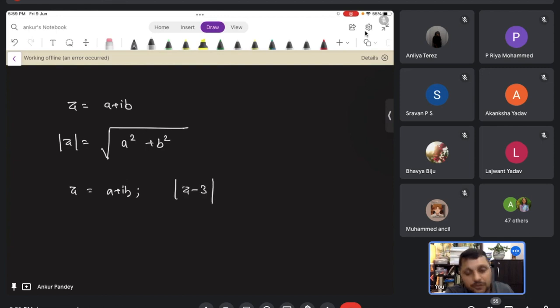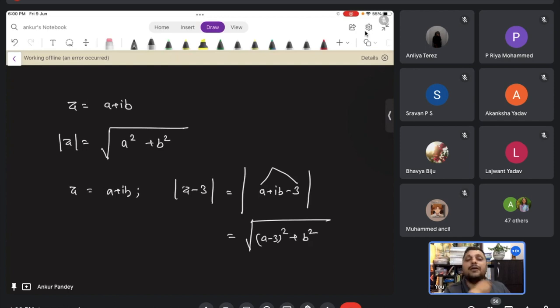In the same way, beta, if I say z is a plus ib, what is mod of z minus 3? So you will say, sir, mod of a plus ib minus 3. Sir, a minus 3 is its real part and b is its imaginary part. So mod is not just a square plus b square. Its actual way of writing mod is the square root of the square of the real part plus the square of the imaginary part.